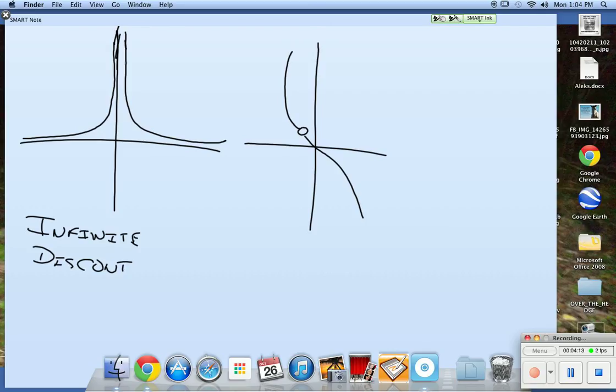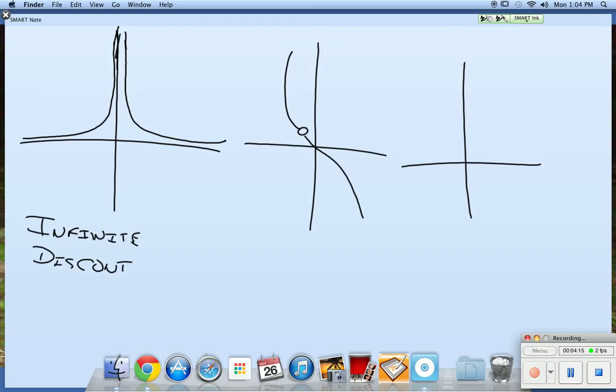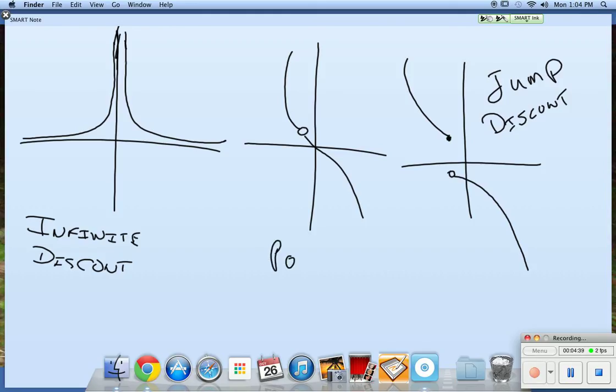And the last one would be like this. We have a graph coming down here. We'd have a solid point, and then down here we'd have an open point, and a graph maybe would go this way. And this is called jump discontinuous. That's jump discontinuous. This is point. So we have infinite, point, and jump discontinuity.